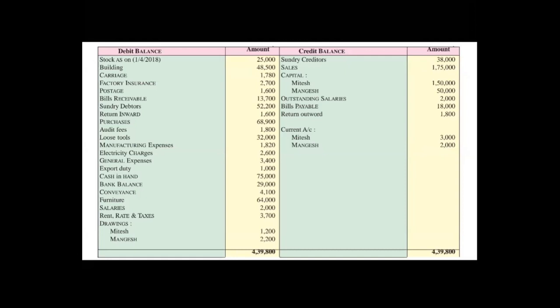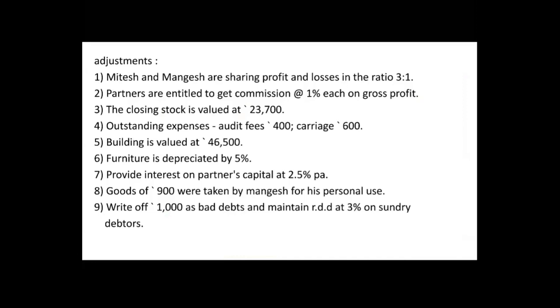Now, as I said, the very first step is to star mark the items on which adjustments are there. For that, you have to see the adjustments in your book. The very first adjustment is that Mitesh and Mangesh are sharing profits and losses in the ratio 3:1. This is not an adjustment, this is only information, that Mitesh and Mangesh are sharing profits and losses in the ratio 3:1. Second is partners are entitled to get commission at 1% each on gross profit.